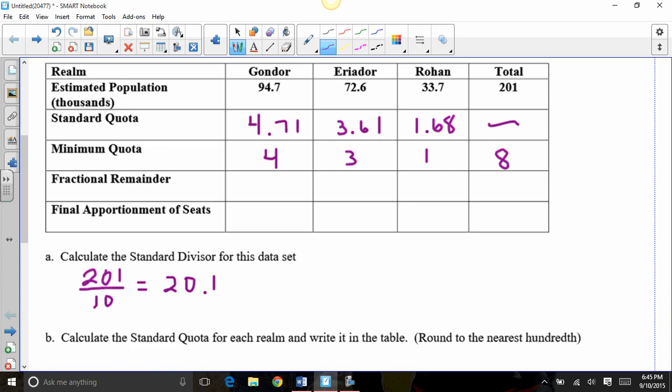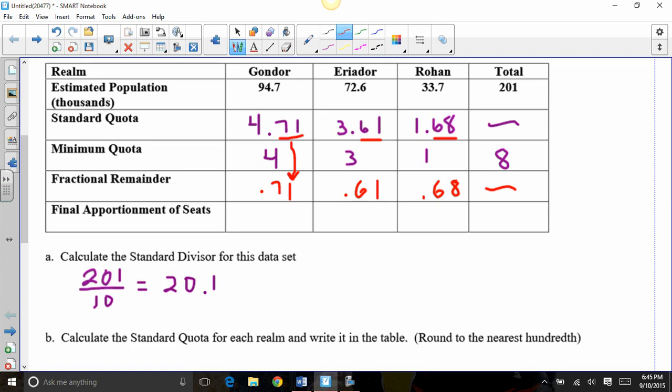So we want to figure out, according to Hamilton's method, he says those additional seats are based upon the fractional remainders. The fractional remainders are just going back and looking at the decimal values for all of your standard quotas. So I'm just going to take and bring those down. So here you have 0.71, 0.61, and 0.68. And again, that entry there means nothing.